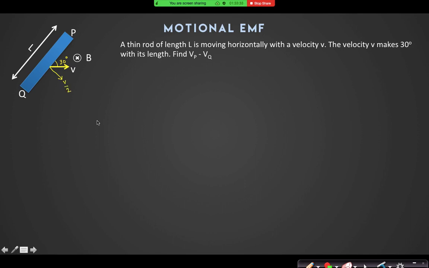Now look, V is perpendicular to B and V is also perpendicular to length L. So the EMF induced will be BLV only, BL into V by 2. That is the answer. But what is positive, negative? If we have a positive charge and it is moving in this direction, this end will be positive, this end will be negative, yes or no? Yes, sir. So Vp minus Vq is BLV by 2. Okay.